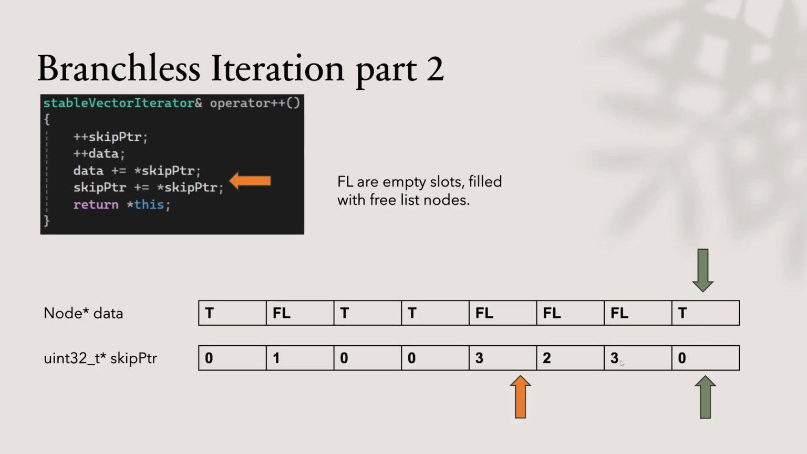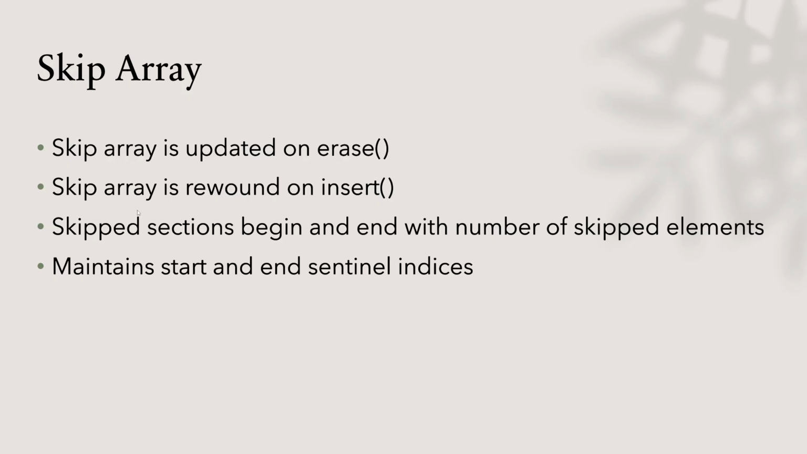Relatively simple. Now it's bi-directional because that just helps some of the logic, and it lets you go in reverse. I don't really have a use for going in reverse, but it helps some of the logic elsewhere in the container. Now skip array, it's kind of updated on erase and it's rewound on insert. You're going to see what that means later, but basically we go back in time instead of recalculating anything. And yeah, there's sentinel indices in the skip array in order to basically prevent out of bounds access.